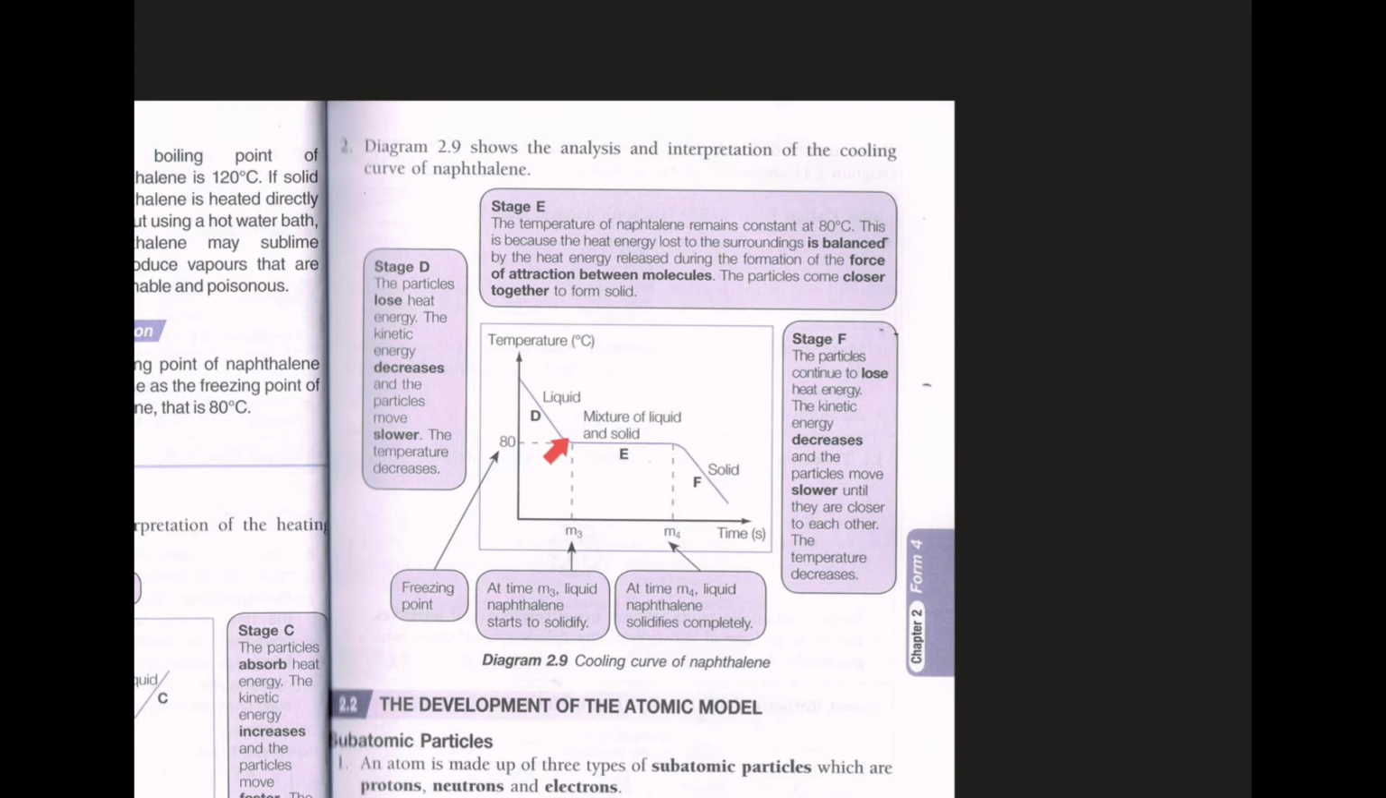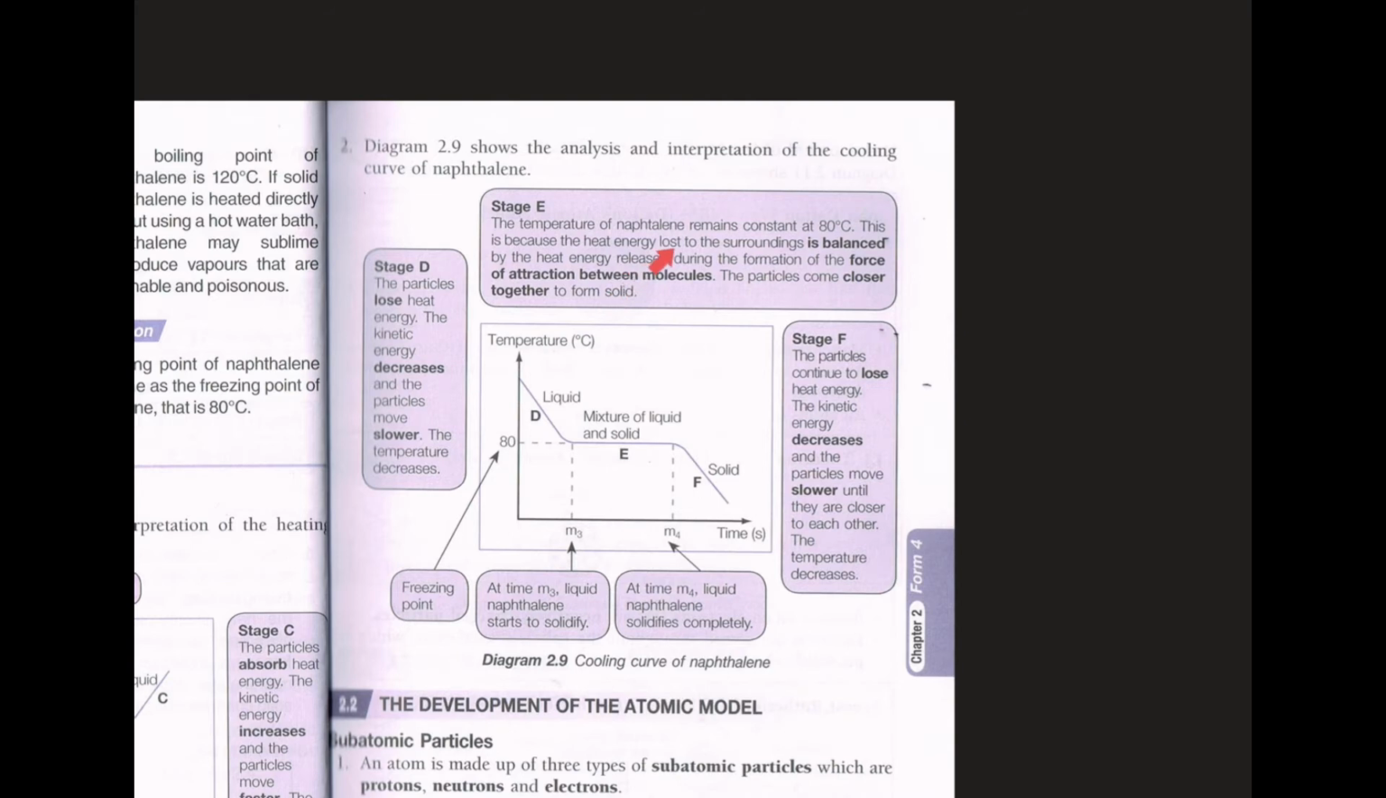Okay, it decreases until this temperature where it starts to freeze. So at time M3, liquid naphthalene starts to solidify. That means freeze, so they form solid. The temperature of naphthalene remains constant at 80 degrees Celsius. This is because the heat energy lost to the surrounding is balanced by the heat energy released during the formation of the forces of attraction between molecules. So the particles come closer together to form solid.